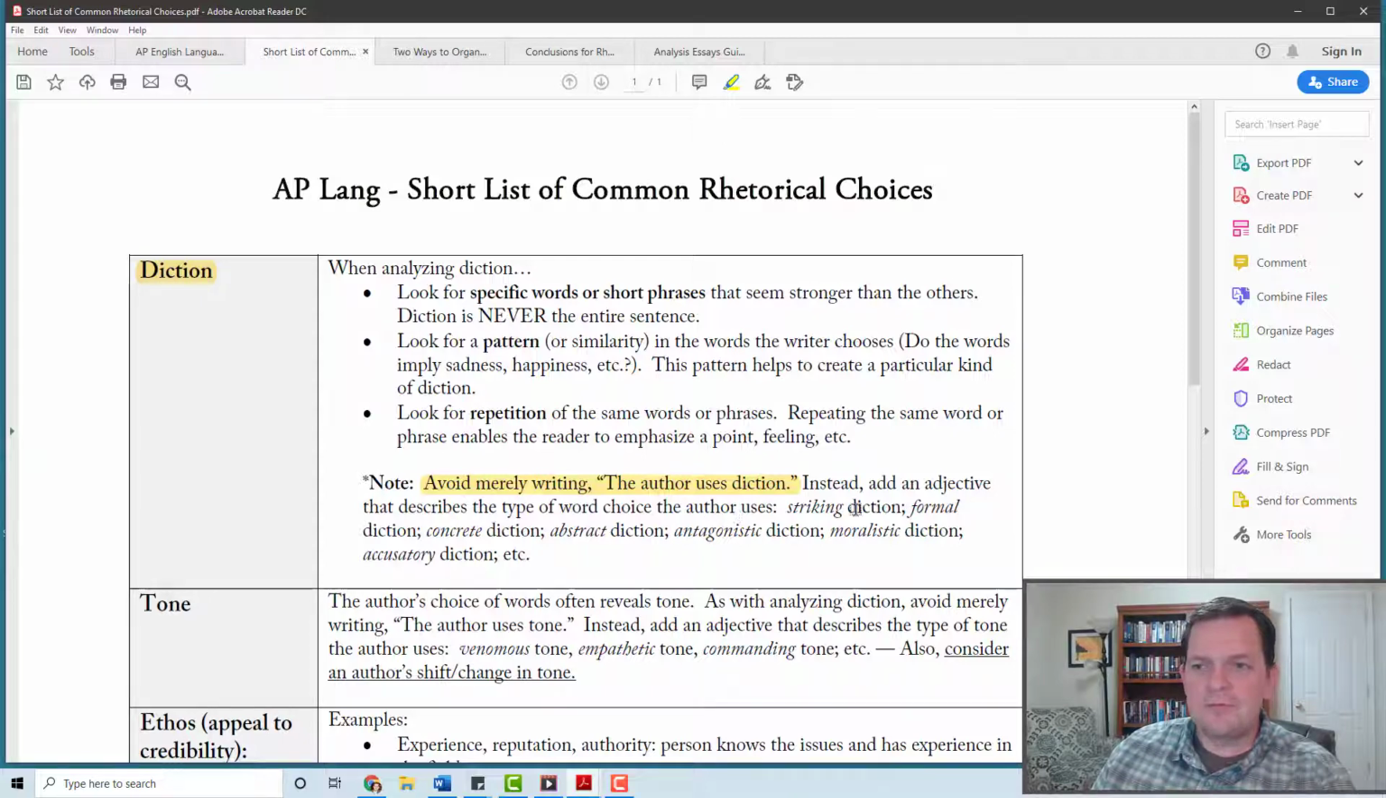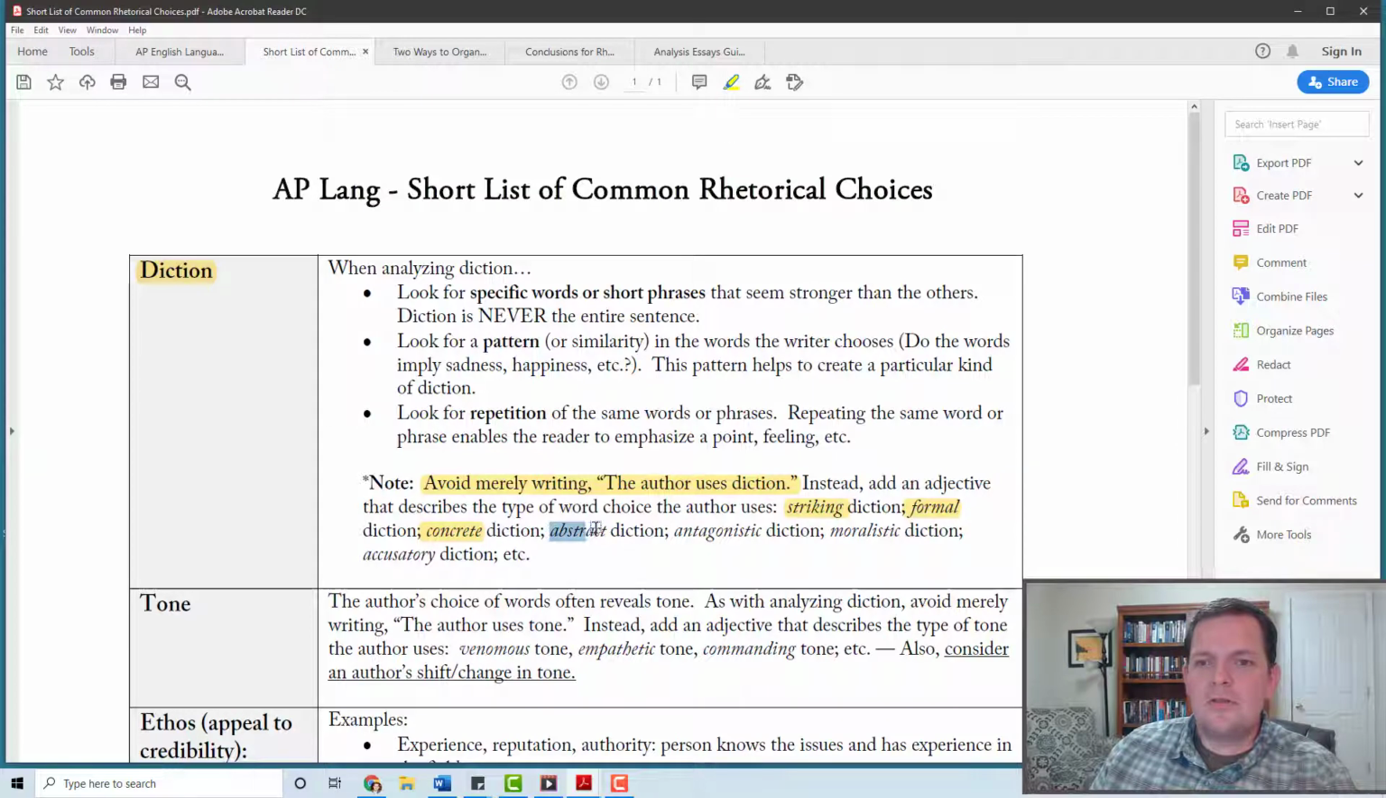Be specific. Add an adjective. The author uses striking diction is okay. Formal diction is better if you can prove it. Concrete diction is even better. Oops, that was horrible diction. Anyways, concrete diction is good if they are using concrete nouns, if you can prove that, if you have hard evidence for it, so to speak.